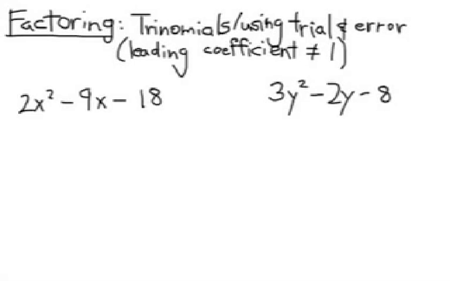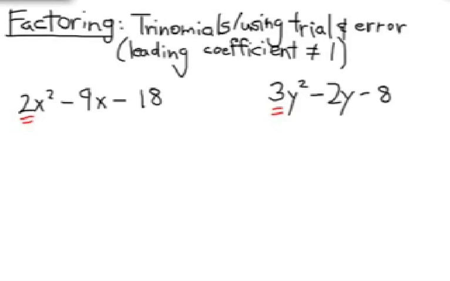Now we are factoring trinomials using trial and error. However, the leading coefficient is not 1. In other words, the very first term has some number other than 1 in front of it, which just makes it a little more complex. Let's take a look. Here's a strategy you can use.